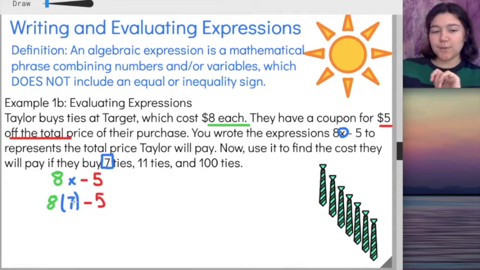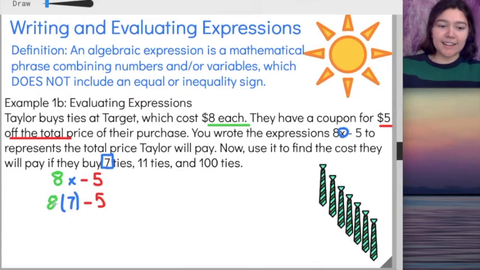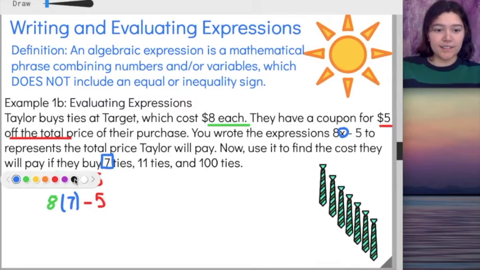But that's not true, because what this means is 8 times x. It's clear that I'm substituting 7 so that I get 8 times 7. Okay, so this is 8 times 7 minus 5. And then I just need to evaluate the expression, finish evaluating to figure out what I get. So what is 8 times 7? 8 times 7 is 56.